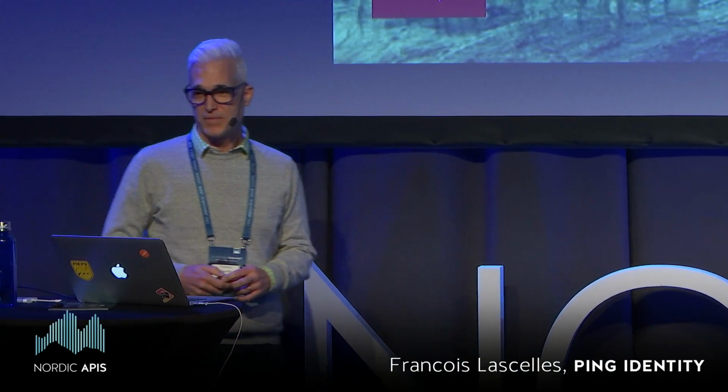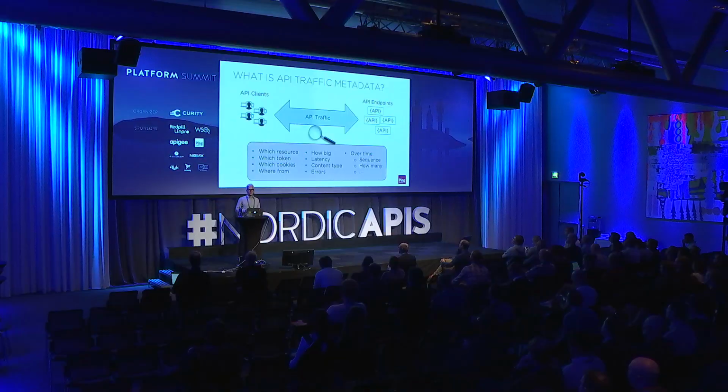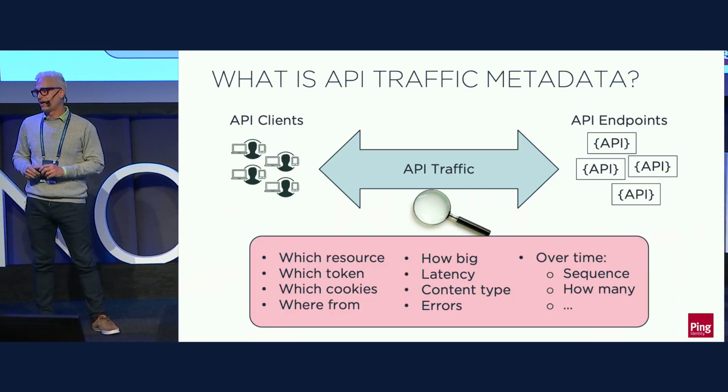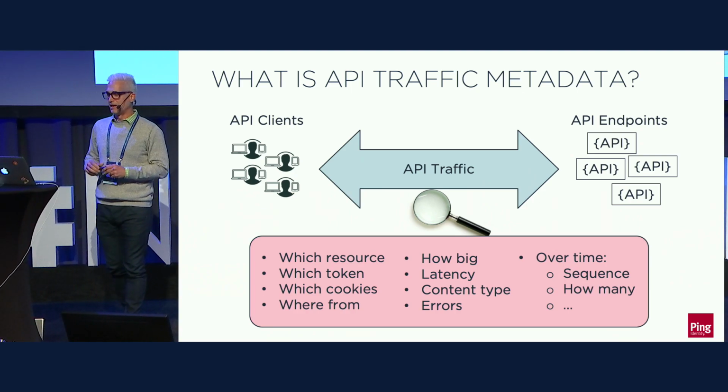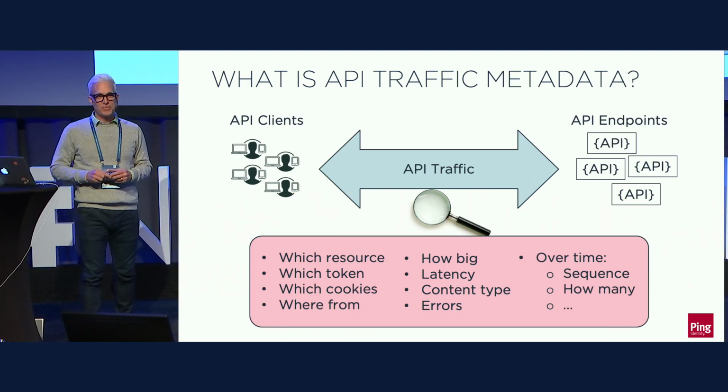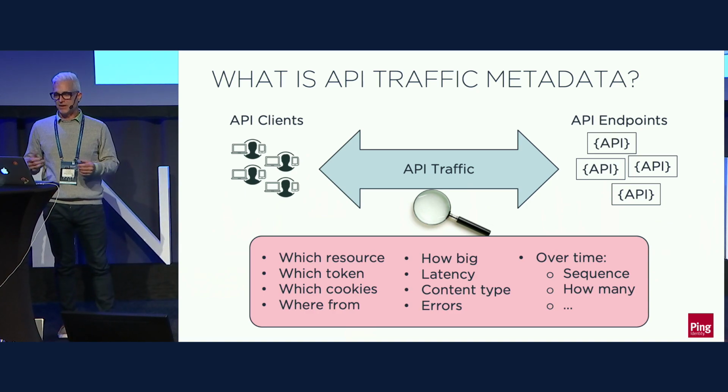So today's talk is about mining API traffic metadata. So what am I talking about? What is this API traffic metadata? So what I mean by API traffic metadata is this. You've got HTTP traffic between API clients, which I will often refer to in this talk as apps, and API endpoints. And by looking at this API traffic, you can get data out of this.